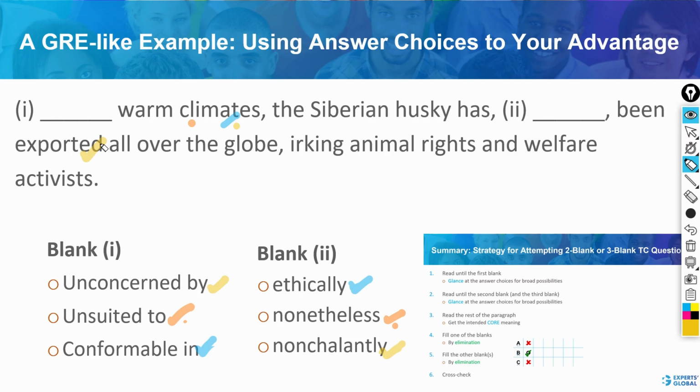That you will have 3 such pairs working together is unlikely on the test. Here, since we are trying to teach this concept, we came up with 3 such pairs. Now let's read the sentence carefully and see which of these pairs can work. See, the animal rights and welfare activists have been irked, which means irritated. Therefore, it's a negative message here. Siberian husky must be unsuited to warm climates. Therefore, this answer choice is correct, and if this choice is correct, the corresponding choice here selects itself.